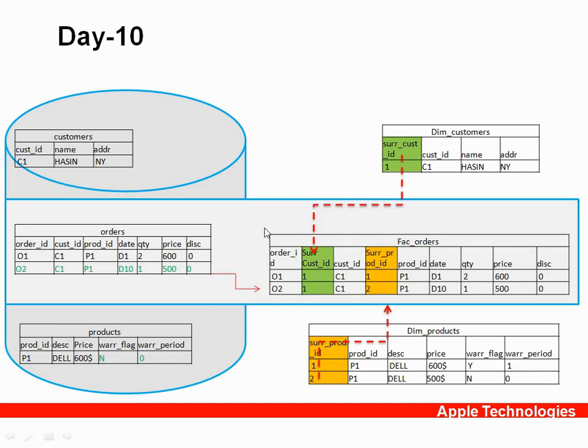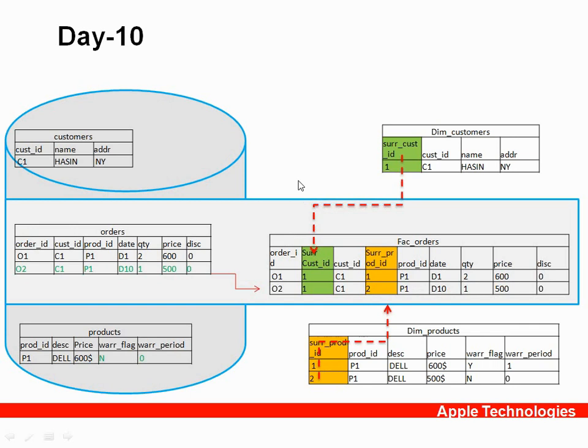So when I am loading data into the fact table, I will take this O2 record and keep it here. Now for C1, I will go here. What is the surrogate key now? Still it is 1 only, so I will keep 1. For P1, I will go here. What is the current surrogate key for P1? It is 2, because this is the latest record. So I will get this number and keep it here, and the remaining all as usual I will keep.